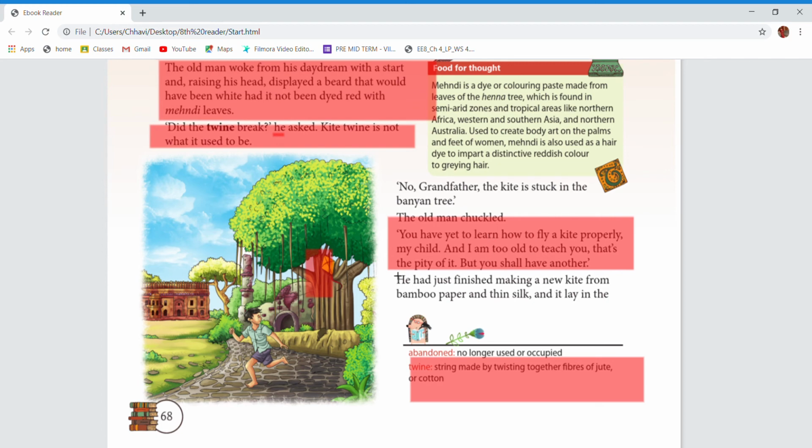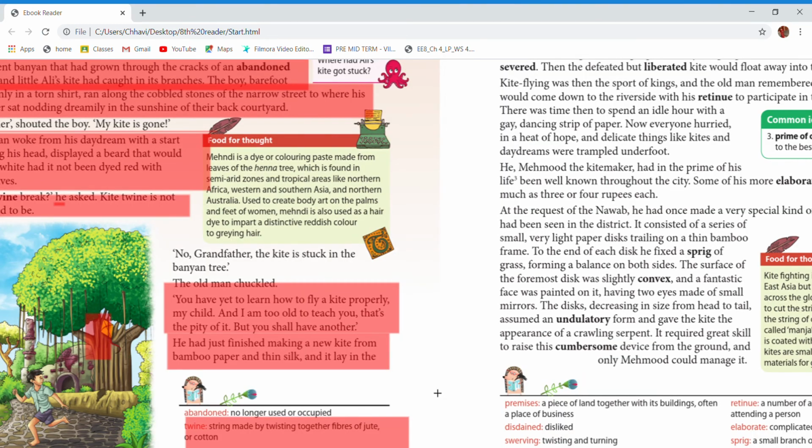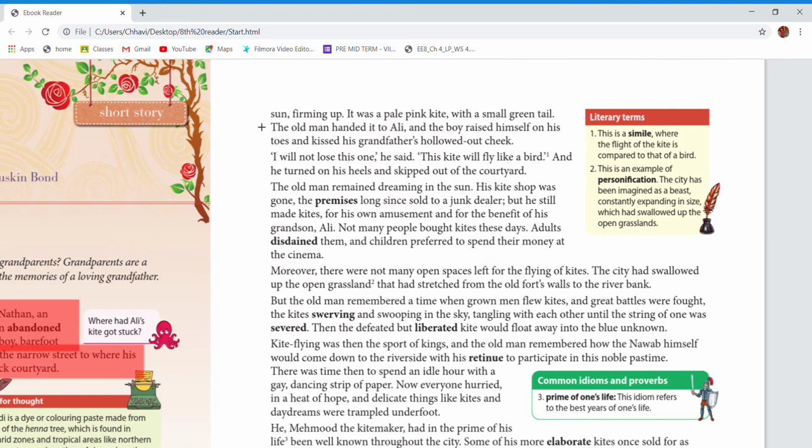He had just finished making a new kite from bamboo paper and thin silk. Because he was a kite maker, he knew how to make kites, and he had just finished making a new kite from bamboo paper and thin silk. He had used these two things to make the kite. And it lay in the sun, firming up. To lay means it was lying in the sun, firming up. That means it was becoming crisp.